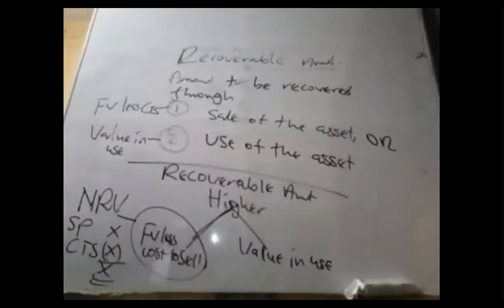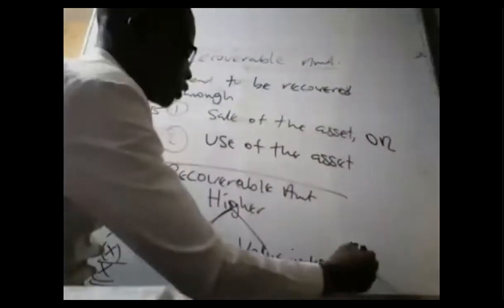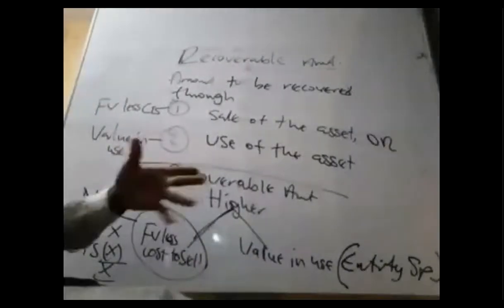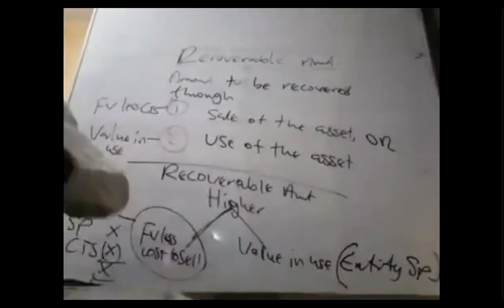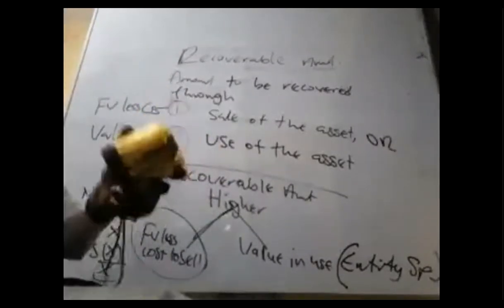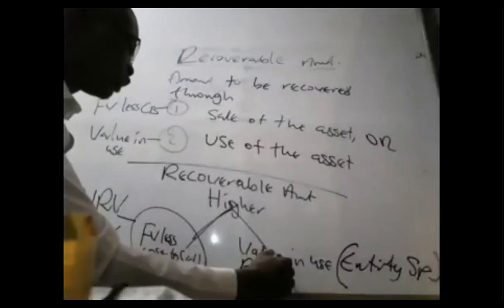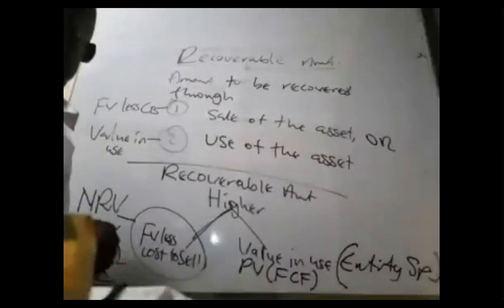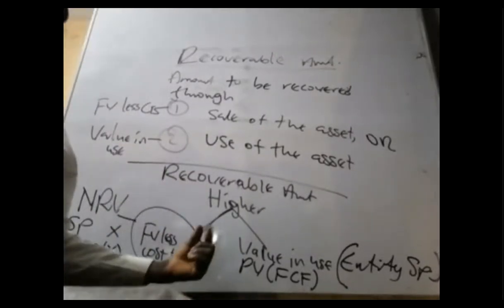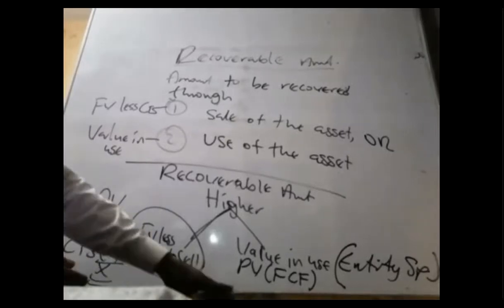Let's go to value in use. The value in use is called entity specific value. Take note: entity specific value. Now value in use simply means the value that the entity will obtain when they use this asset in the production of goods and services. So it is nothing but the present value of all future cash flows from the use of the asset. Please note again, it includes the scrap value. So now we know how to assess this.